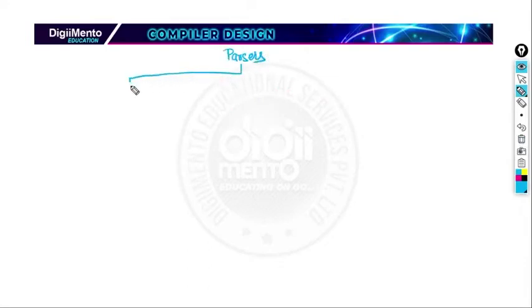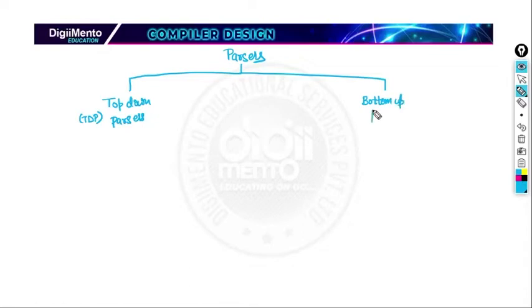Parsers. We have basically two kinds of parsers: one is top down parsers, also known as TDP, and another one is bottom up parsers. Bottom up parsers are also known as SR parsers, where S is shift and R is reduce. We will study it later, what is shift and what is reduce. So basically we have two types of parser, one is top down parser and another one is bottom up parser.